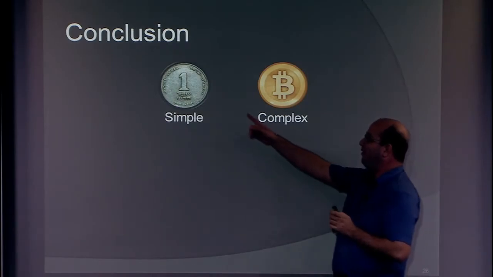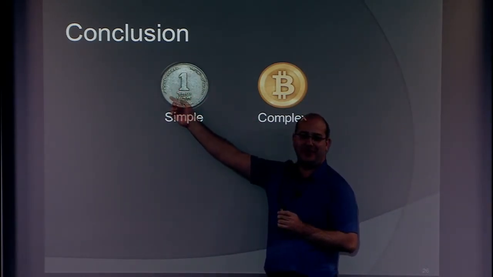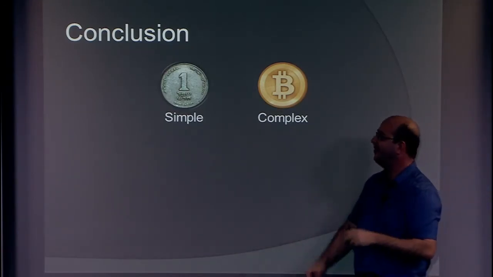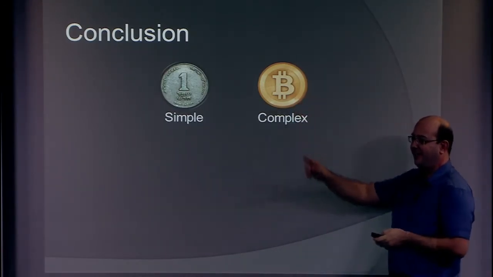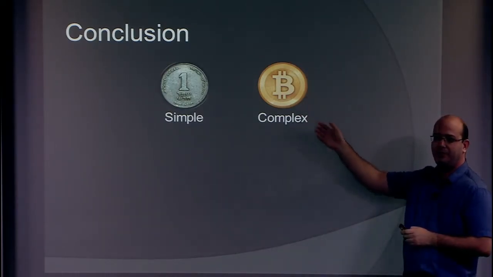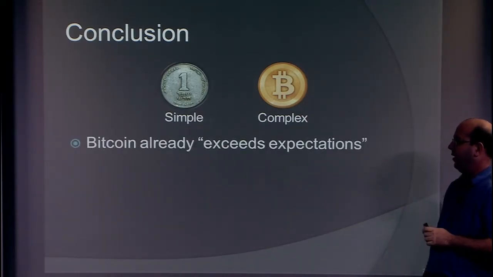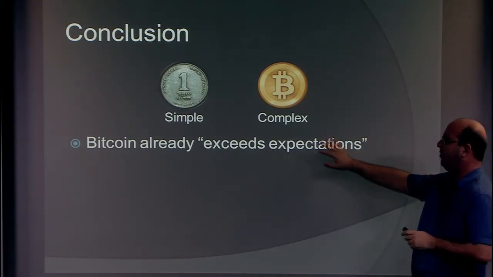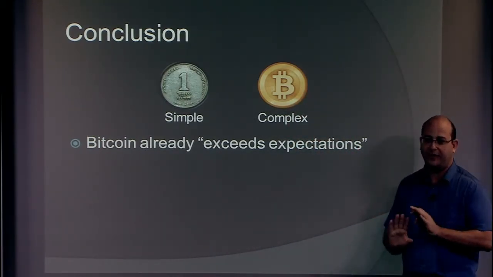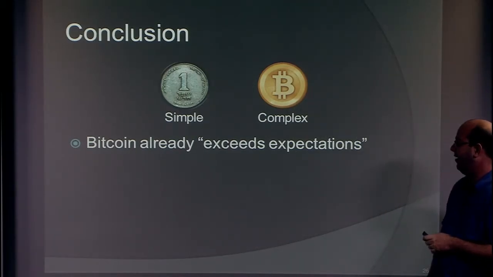This is an Israeli shekel. This is regular money. It's very simple. I give you a coin, you have one, I don't. This is really complicated. It's a system with a lot of moving parts. We can attack it in many, many different places. In some sense, Bitcoin already exceeds expectations. I mean, a system this complex could not have been standing this long. It should not have been, right?